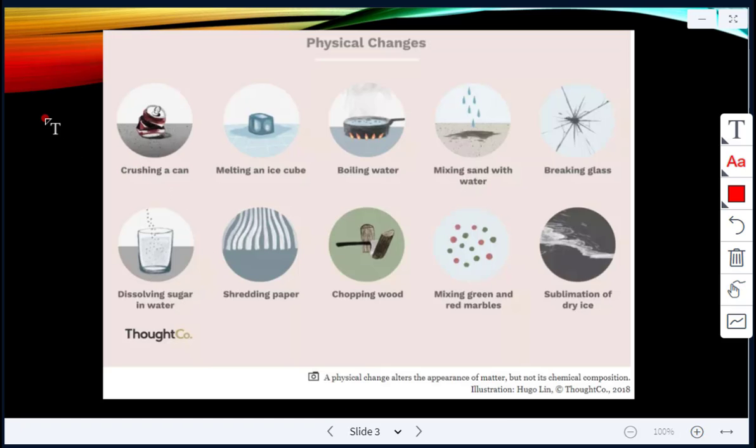So just examples of some physical changes: crushing a can, melting an ice cube, boiling water, mixing sand with water. You can still easily separate the two. Breaking glass, dissolving sugar in water, you can still separate the two. Shredding paper, chopping wood, mixing green and red marbles together, sublimation of dry ice. These are all physical changes. Okay, it alters the appearance of the matter, but not its chemical composition.